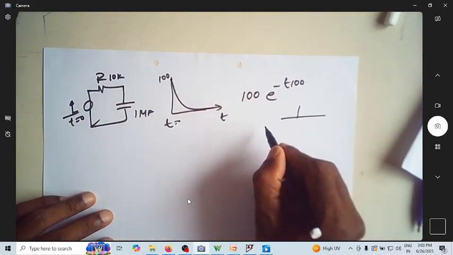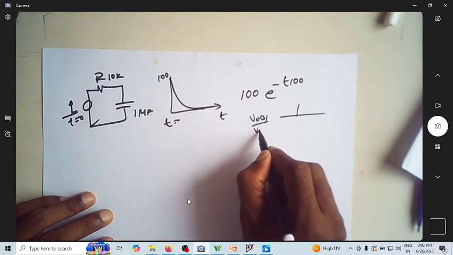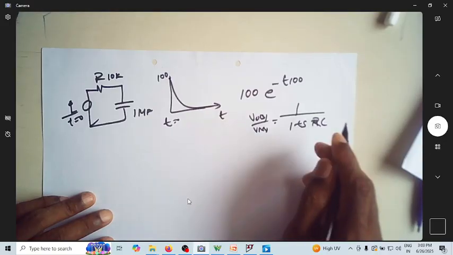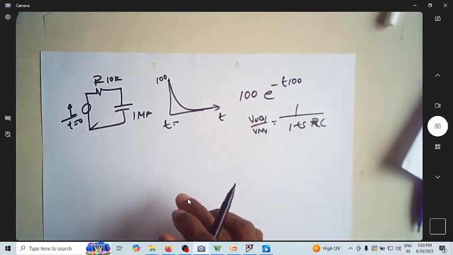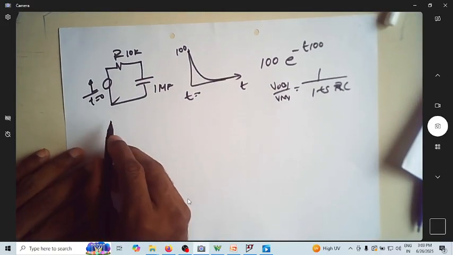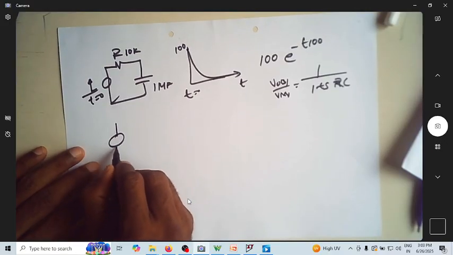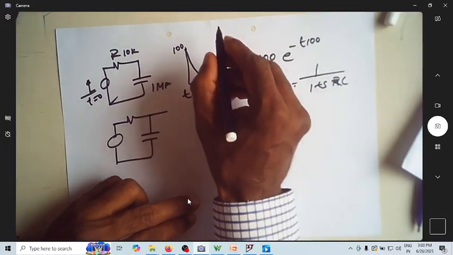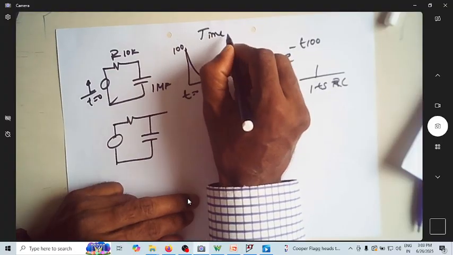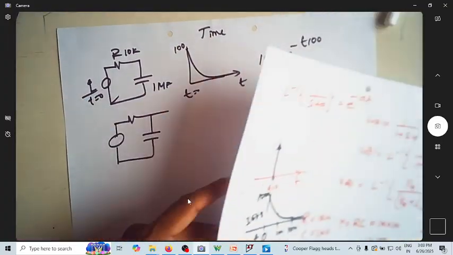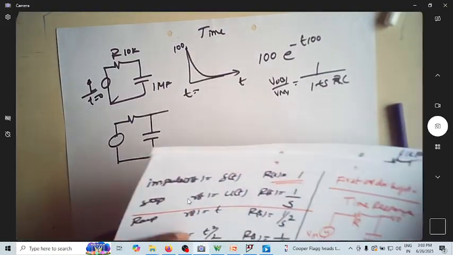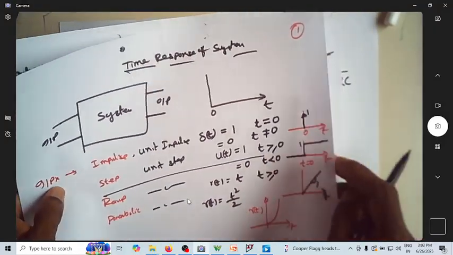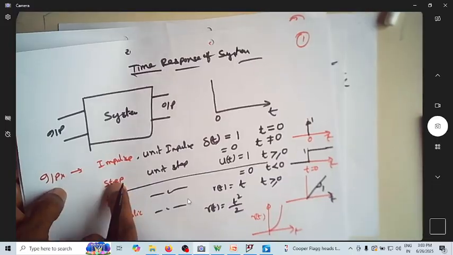because it's v naught of s by v in of s. The transfer function is 1 over 1 plus src, which is nothing but a first order system. Now to the same first order system, if you apply a step input, how does it look? Because we are dealing with the time response of a system, and as we discussed, there are different types of inputs possible. So let us just refer to only these two inputs, impulse input and step input.